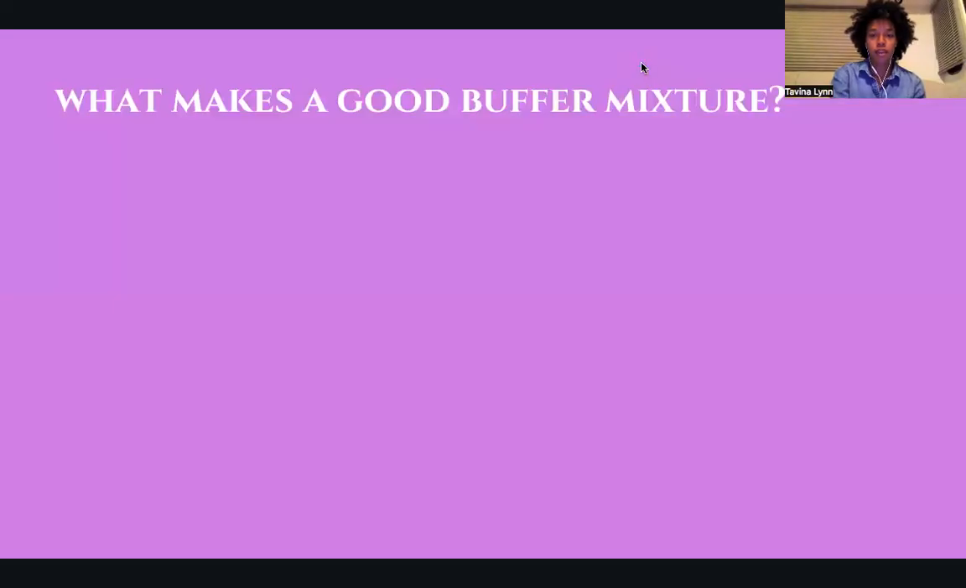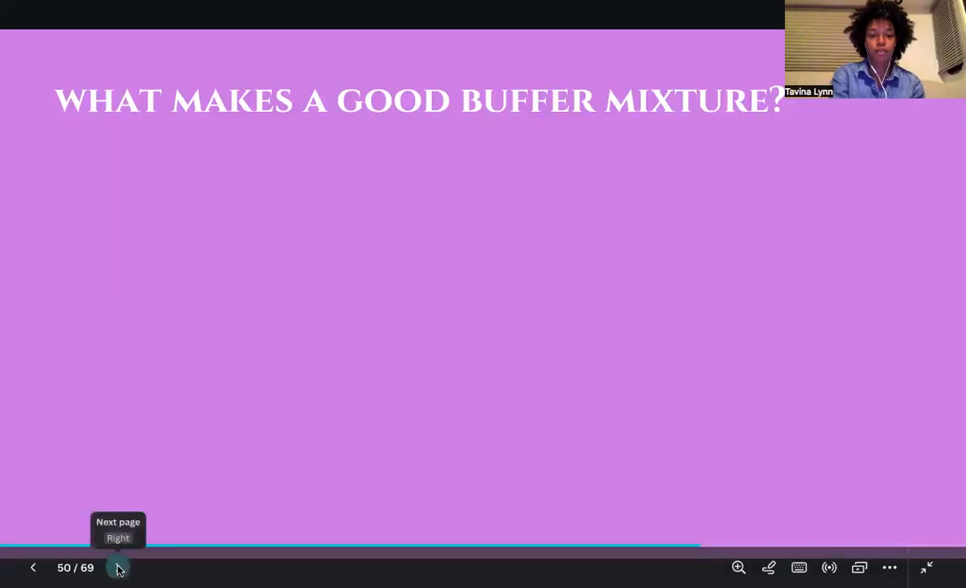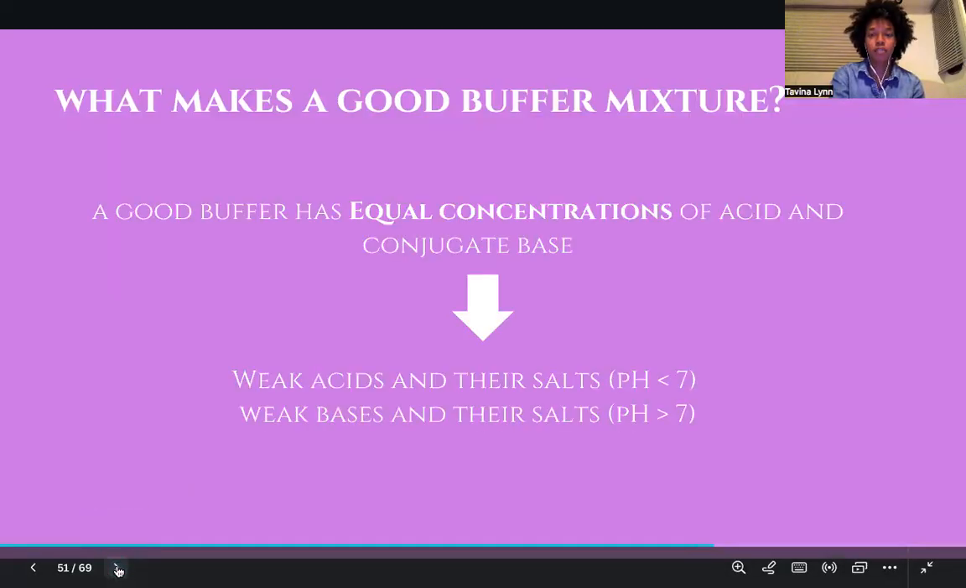Let's look at a buffer mixture. So, what makes a good buffer? It has equal concentrations of acid and its conjugate base. So, weak acids and their salts will have a buffer mixture that is at a pH less than 7. Weak bases and their salts will form a pH greater than 7.